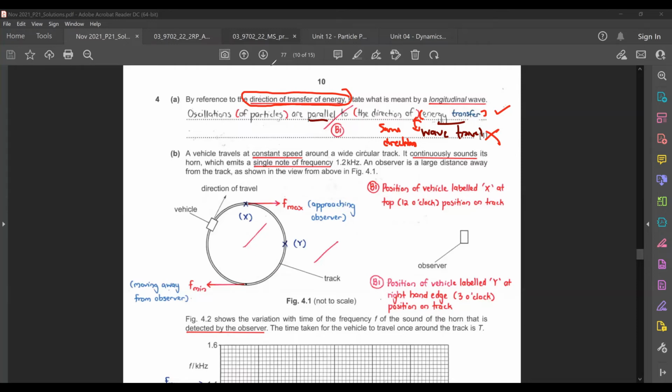Okay, so then we move on to part B. Part B is on Doppler effect. So let me just go through this question. Okay, now you have a vehicle that travels at constant speed.